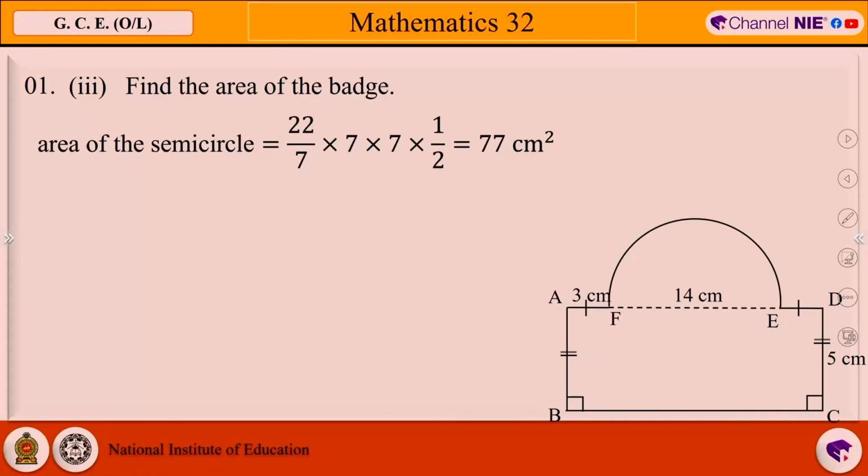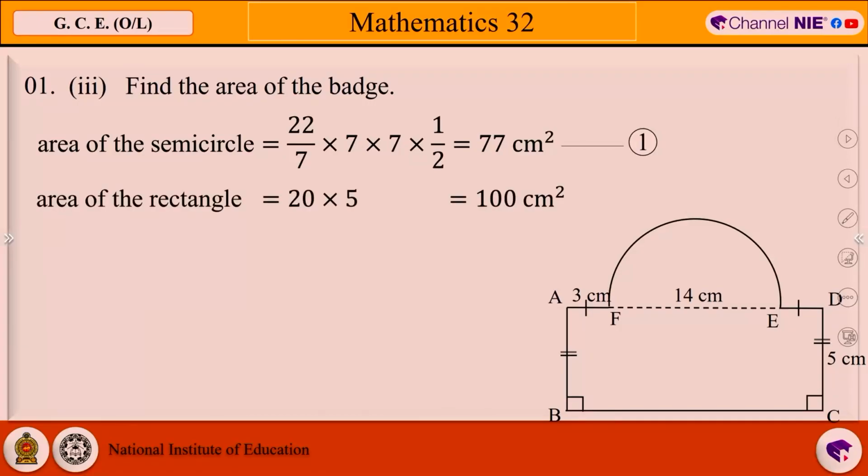Then what is the area of the rectangle? It is very easy, which is 20 times 5 because the length is 20. How do you get 20? Here see AD, it is a rectangle, no? So, opposite sides are equal. So, the length of AD should be equal to the length of BC. AD is what? Here it is 3, here it is 14. Since AF and ED are equal, this is also 3 centimeters. Then altogether it is 20. That is how you get the length of BC as 20 centimeters.